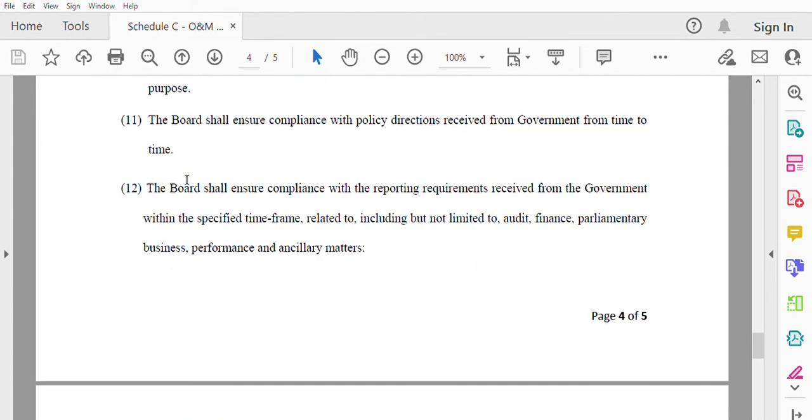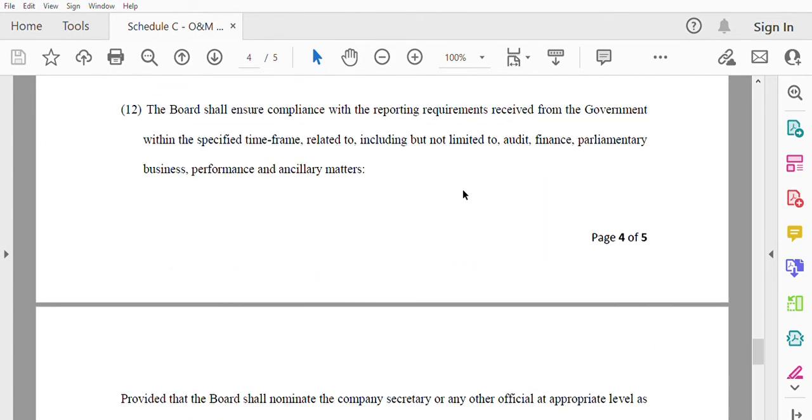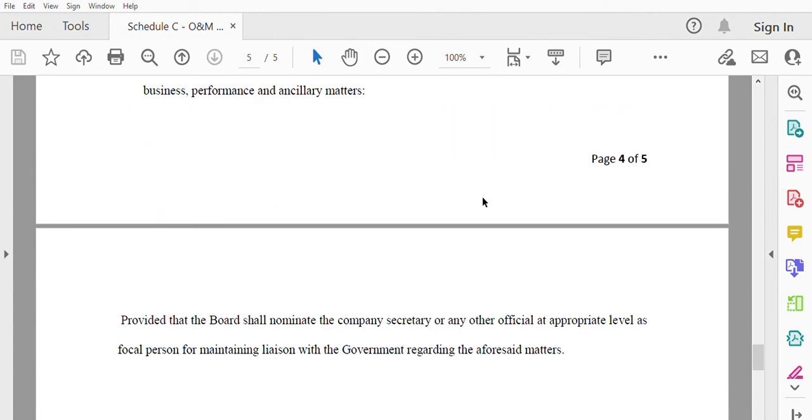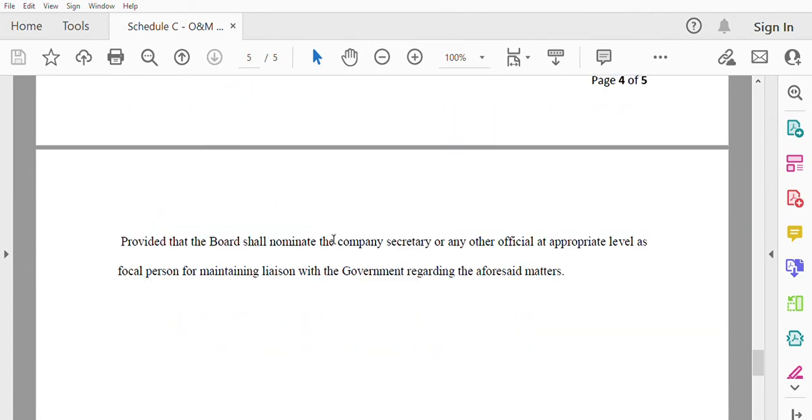The board shall ensure compliance with reporting requirements. So there would be various requirements received from the government from time to time, and these have to be complied with by the board. And finally, the board has to nominate a company secretary. It is mandatory for a public company to have a company secretary, and the job of the company secretary is usually mentioned in the articles of the company.